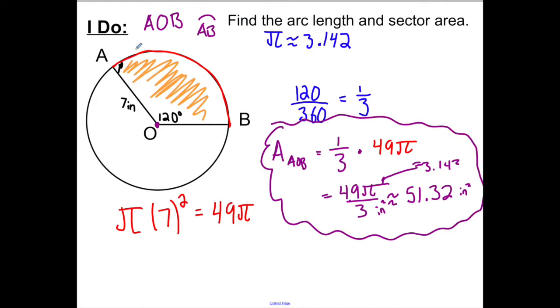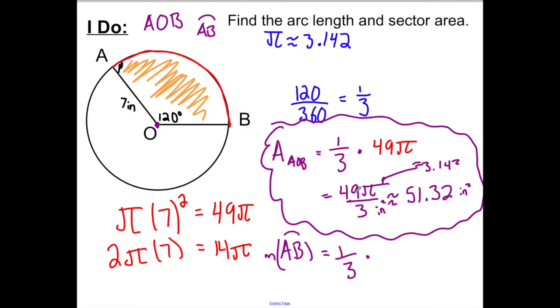What about our arc length? To do the arc length, I need to know the circumference. That would be 2 times pi times the radius, and the 2 and the 7 multiply to get 14 pi. Now if I want to know the arc length, we call this the measurement of AB. That's equal to 1/3 times 14 pi, because 120 is a third of the 360 total angles. The measurement of the arc is a third of the total circumference. This simplifies as 14 pi over 3 inches. That would be an exact answer.